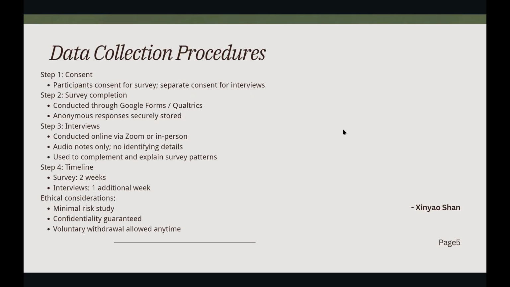Our data collection follows four steps. First, participants give consent for the survey, and a separate consent is collected for those who join the interviews. Second, students complete an anonymous online survey through Google Forms or Qualtrics, and all responses are stored securely. Third, we conduct follow-up interviews online or in person, use audio notes only, and without collecting identifying information.